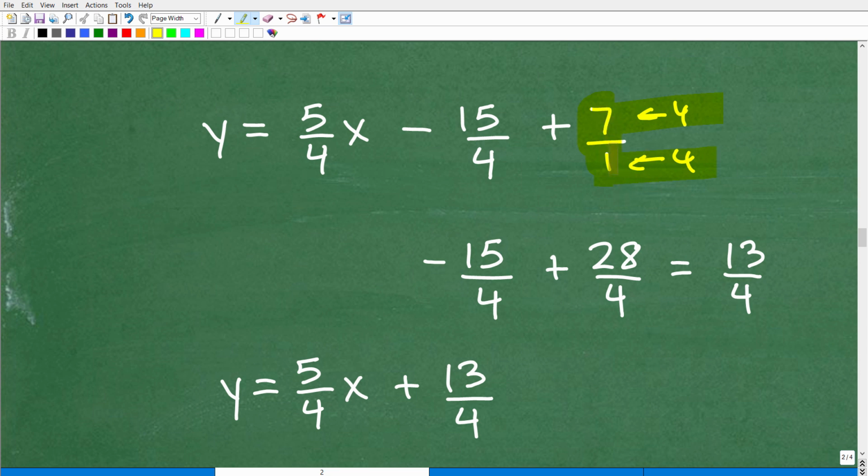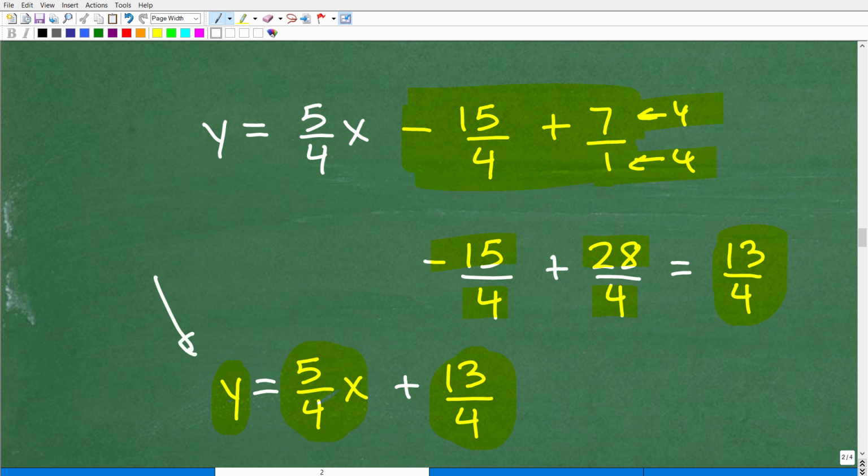All right, so I can write 7/1, or 7, as 28/4. So now I get the same denominator. So I have negative 15 plus 28. Negative 15/4 plus 28/4 is going to be 13/4. So now I went ahead and simplified it by adding these two fractions. I have 13/4. Here's my y-intercept. So y is equal to 5/4 x plus 13/4.